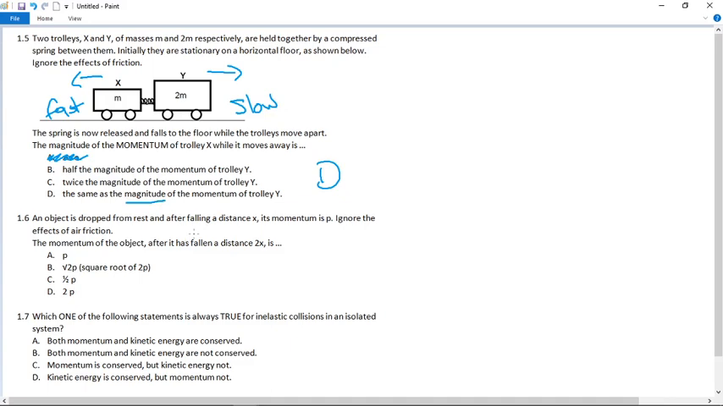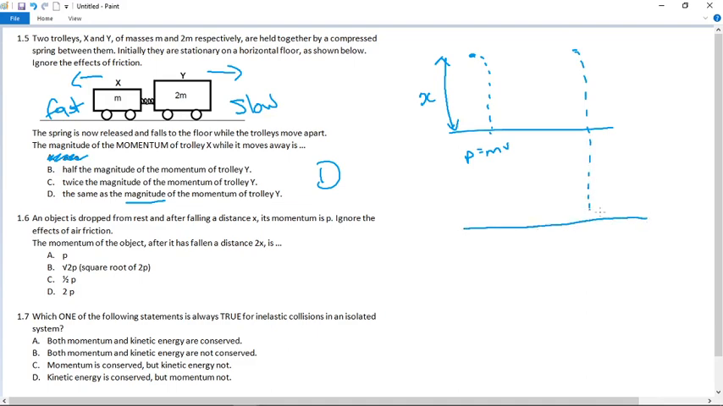Now it says an object is dropped from rest. Okay, so we've got the ground here, and we've got our object, and we drop it from rest. And after falling a distance x, its momentum is p. So here is x, and the momentum is p. P is mv. Ignore the effects of air friction. The momentum of the object after it has fallen a distance 2x. So here's my object. We're going to make it fall twice as far. So here's another x, and the total distance is 2x.